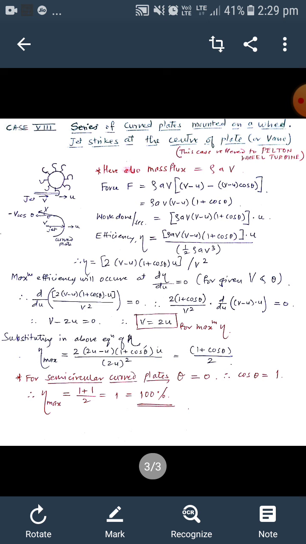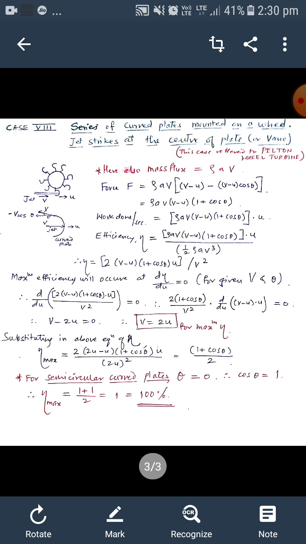Of course, this is theoretical efficiency. Some losses are considered, and to minimize the losses, something is done, we can get the maximum efficiency. This type of runner is in the Pelton wheel type of turbine. Practically this is what is used.